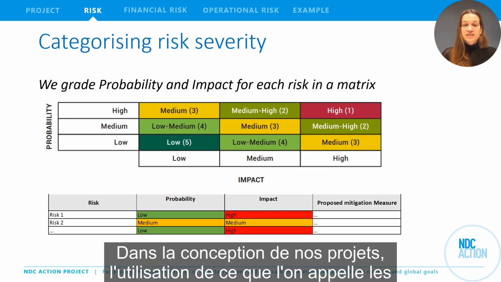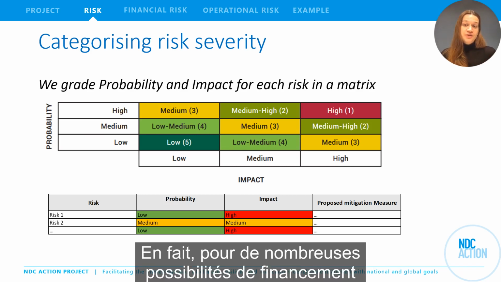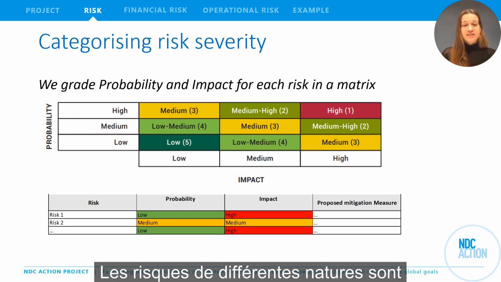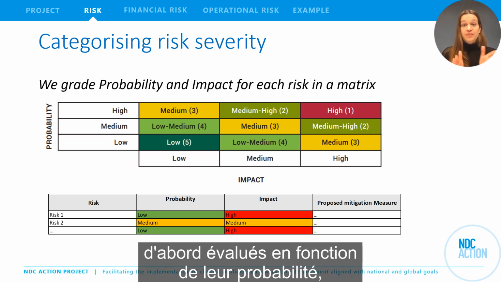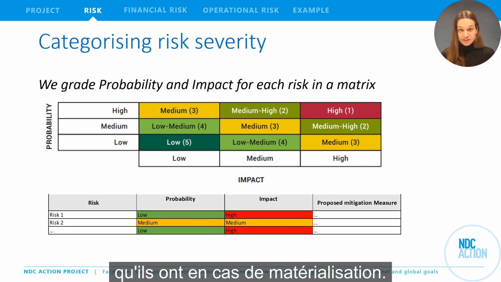In our project design, the use of so-called risk matrices helps us to map risks. In fact, for many funding opportunities that you might apply for, the inclusion of such a risk matrix is required. Risks of various natures are assessed first for the probability of the risk materializing, and then for the impact that they have in the event of materializing.